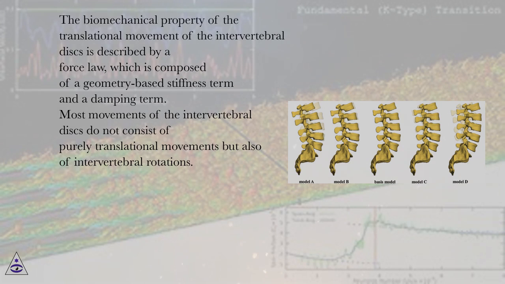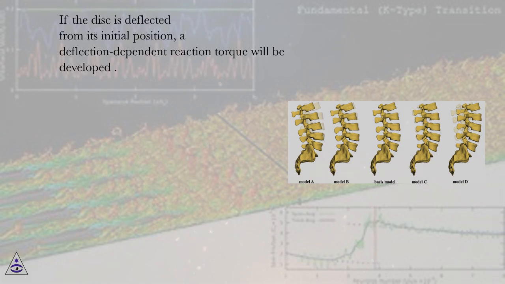Most movements of the intervertebral discs do not consist of purely translational movements but also of intervertebral rotations. If the disc is deflected from its initial position, a deflection-dependent reaction torque will be developed.